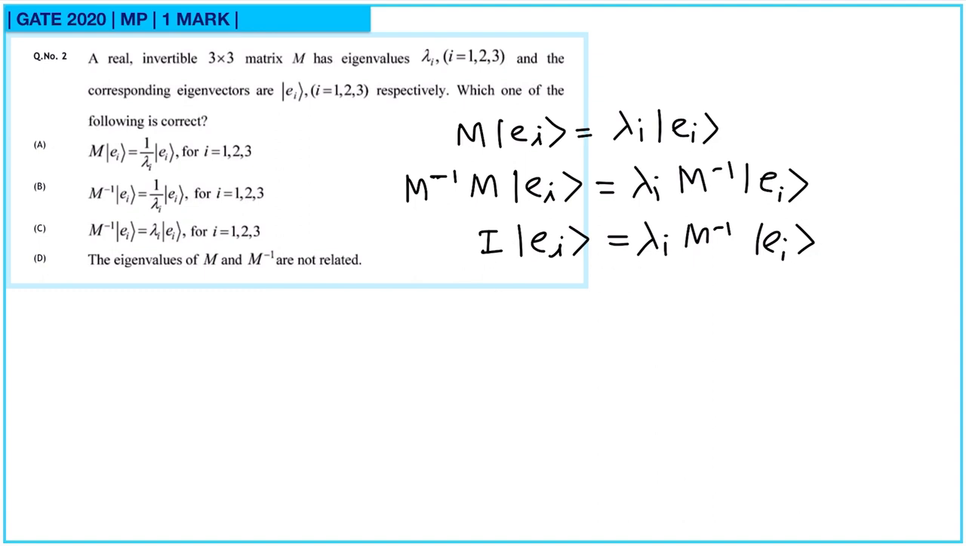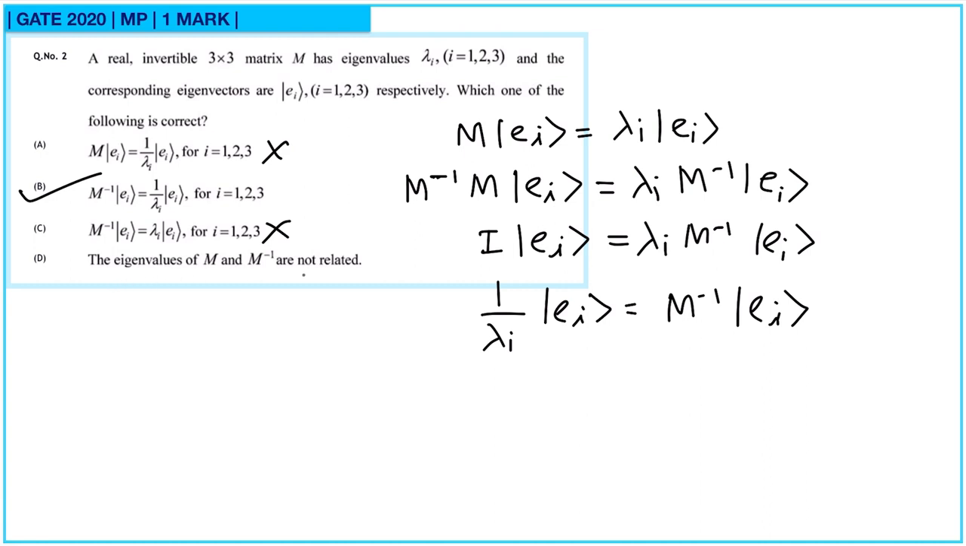So this is simply the identity matrix. We can take this λ to the left hand side. So (1/λi) ei = M⁻¹ ei. So we get option B is correct. See, the first option is not correct because λi should be in the numerator. Here also it is not correct. The eigenvalues of M and M inverse are related by this equation.